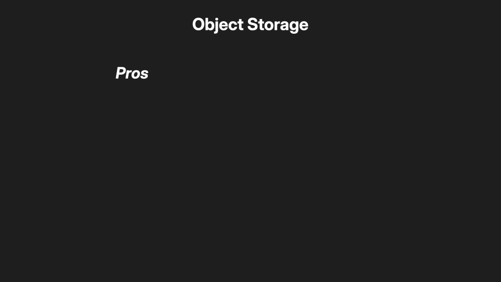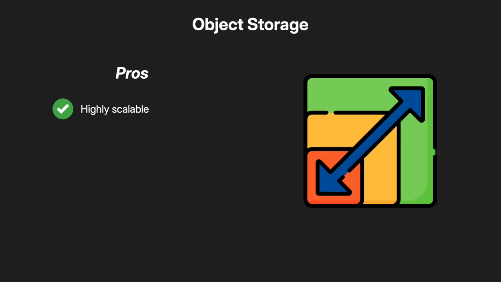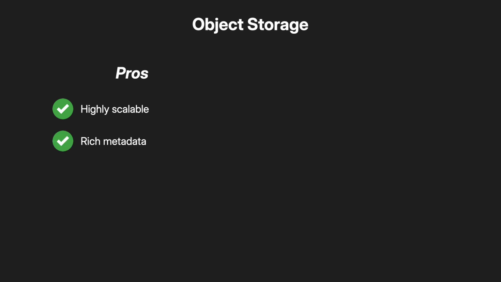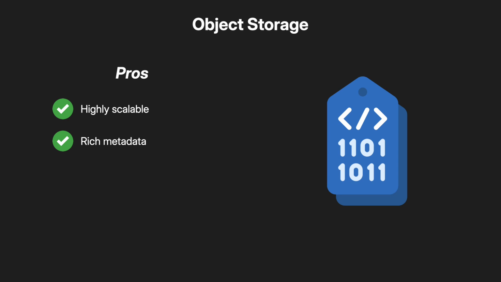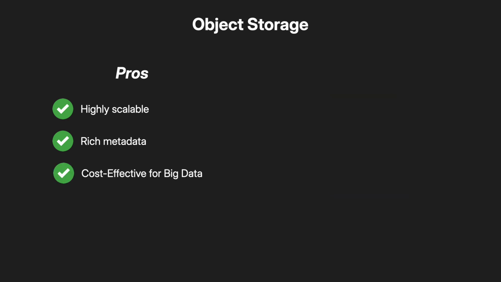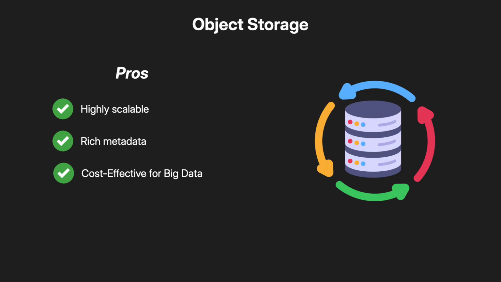Object storage offers several advantages. Highly scalable: it can handle petabytes of data and billions of objects without performance degradation. Rich metadata: objects can have extensive metadata, allowing for better data management and retrieval. Cost-effective for big data: it's optimized for storing large amounts of unstructured data at a lower cost.